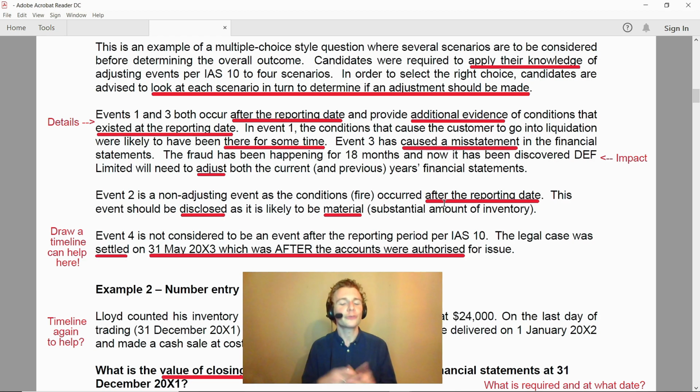What is the examiner trying to tell us from this question, as they're stipulating it could possibly come up again, or where students made mistakes in the past. And straight away in the first paragraph, apply their knowledge of IAS 10 was the key thing here. And for a bit of exam technique, look at each scenario in turn to determine if it's an adjusting event and should it be made.